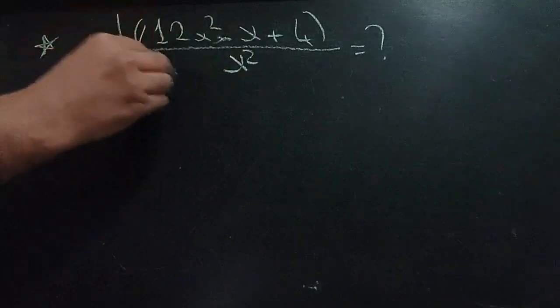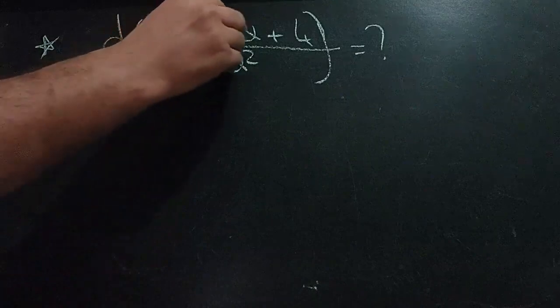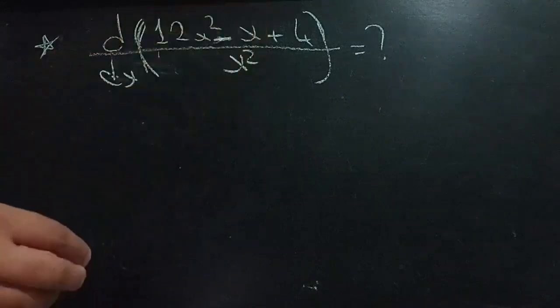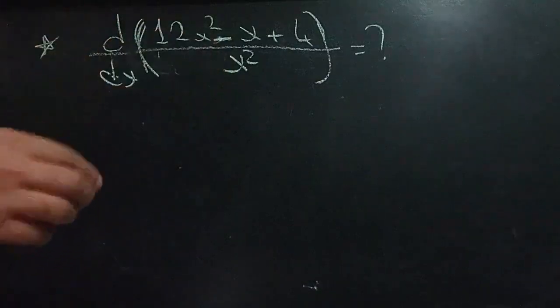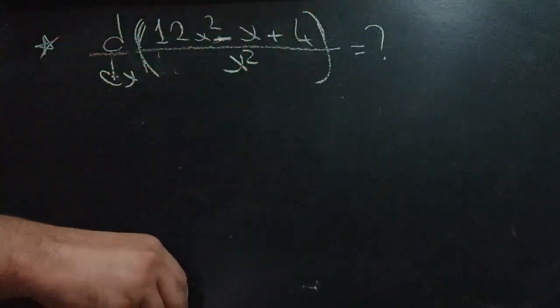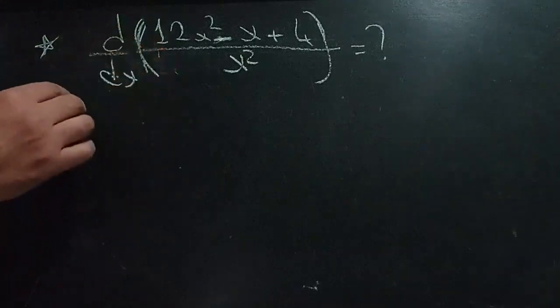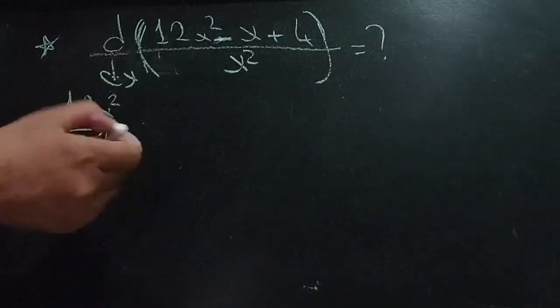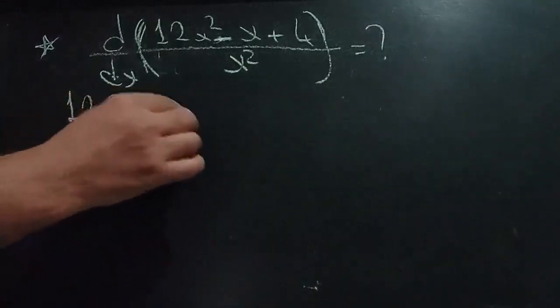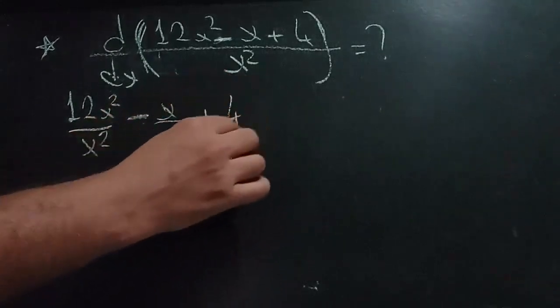All right, so the expression is (12x squared minus x plus 4) over x squared. So in this question, you are going to break the expression down. What do I mean? I mean that expression is basically 12x squared over x squared minus x over x squared plus 4 over x squared.